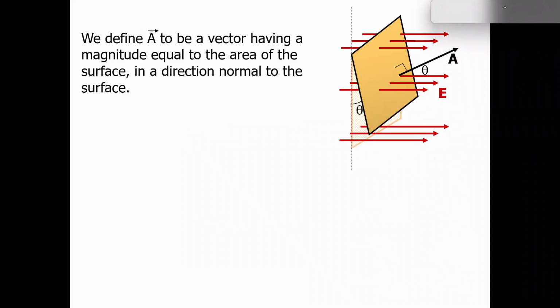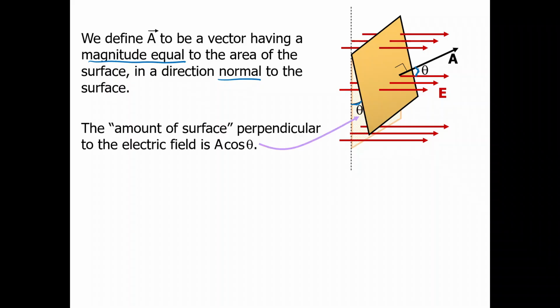So if we were to draw that out, using those angles, remember that normal means perpendicular in physics. So the A vector is going to have a magnitude equal to the area of the surface and a direction that is perpendicular. So we can see that there is an angle theta, and you could do a little geometry to prove why these two angles right here are the same, but that they are the same is what matters. So that amount of area is going to be A cosine theta.